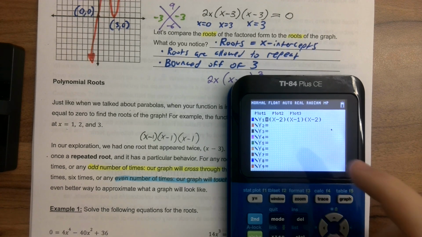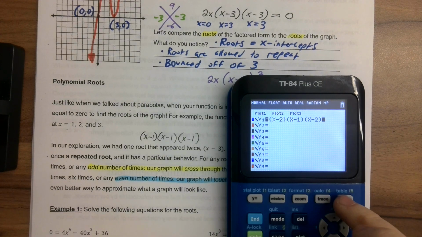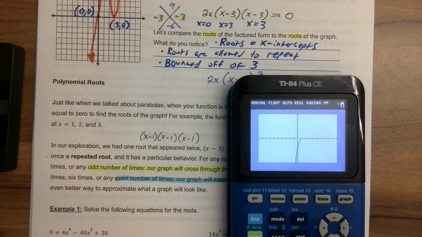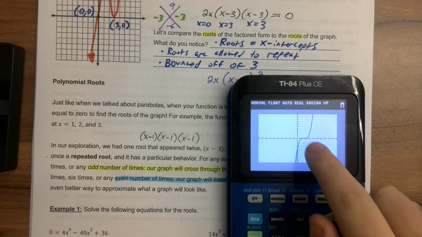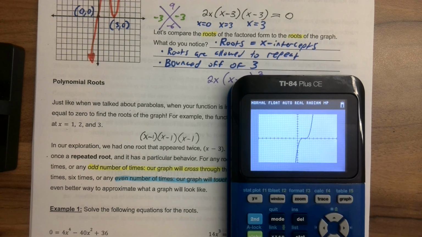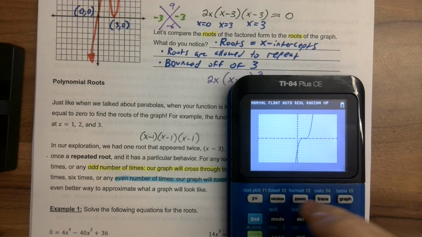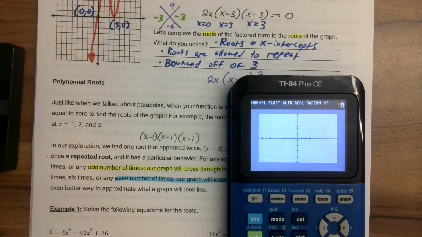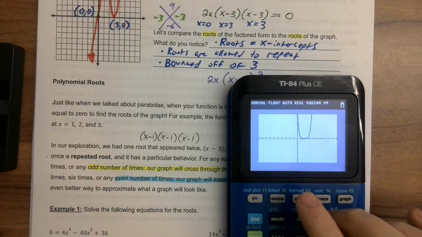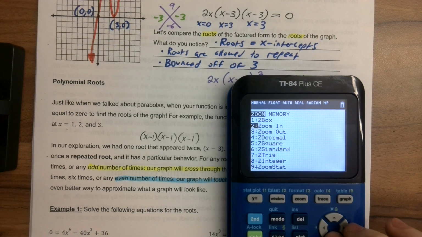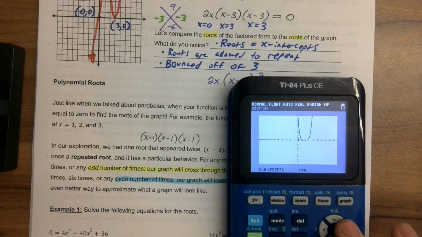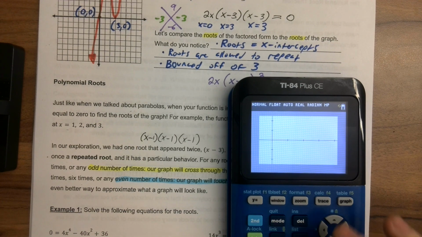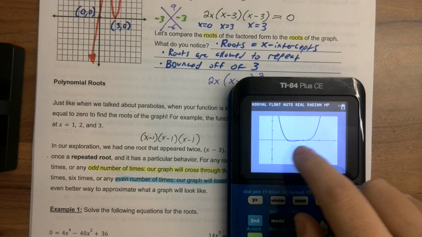Anything that repeats an even number of times is going to bounce off the graph. So if we take a look at our graph now, it bounces. You see how it sort of bounces there? If I add another x minus 2, it'll cross through it again. And in fact, I'm going to have to zoom in so we can see this a little bit better. The graphing calculator doesn't have the best resolution. But if I zoom in, let's go zoom in right around here so we can see it a little better. We see it crosses through.